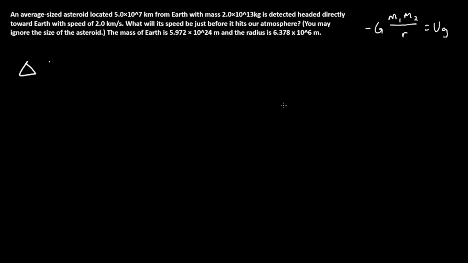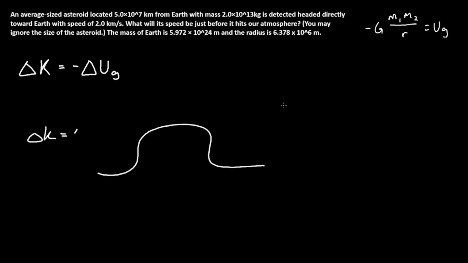But let's set up the equation. Your delta K is equal to the negative of your change in gravitational potential energy. The reason it's negative here is because we're using this formula for gravitational potential energy. If it was just a standard ball on a hill, then your change in kinetic energy is equal to your change in gravitational potential energy. But since we're talking in large scales, your change in kinetic energy is equal to the negative of your change in gravitational potential energy.